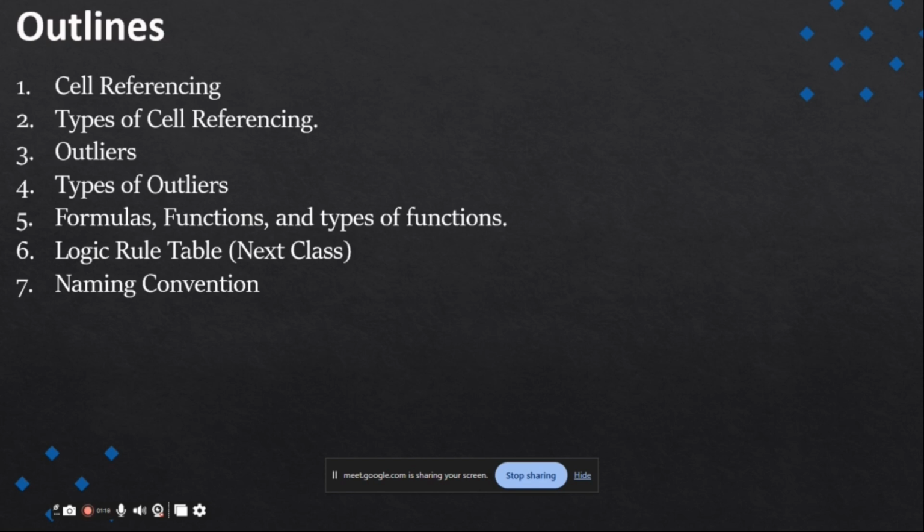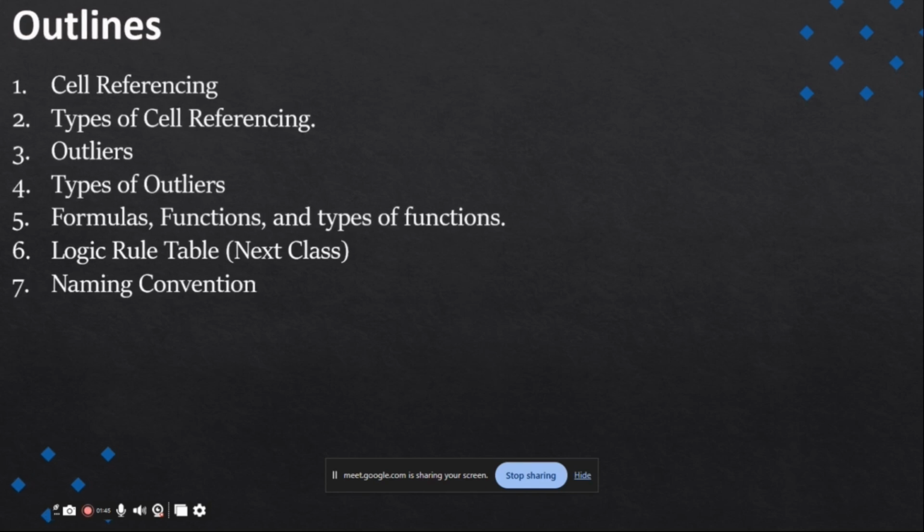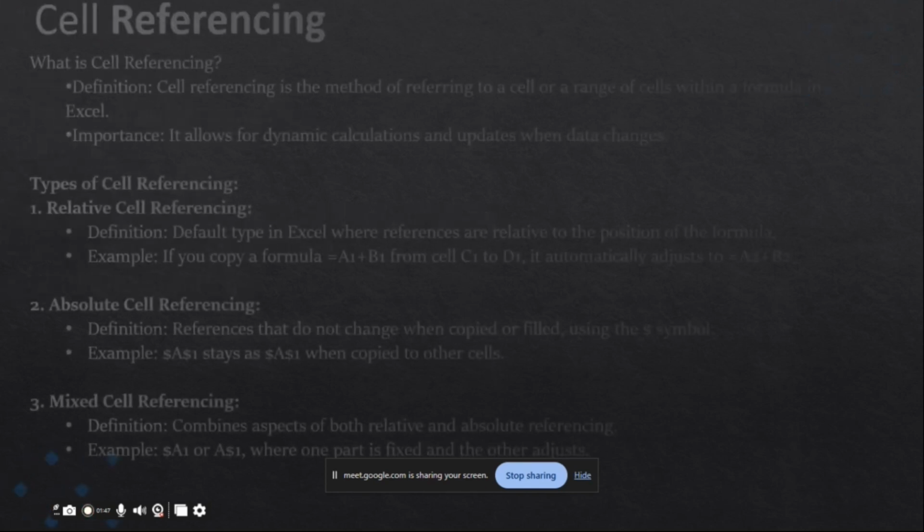Next class I'll probably do logic rules. By the time we are done with logic rules, we'll enter into pivots and power pivots, and then dashboards in Excel. Then we'll move from there to Power BI. That's what we have. Next Saturday we'll cover pivots, power pivots, then dashboards, and then Power BI.